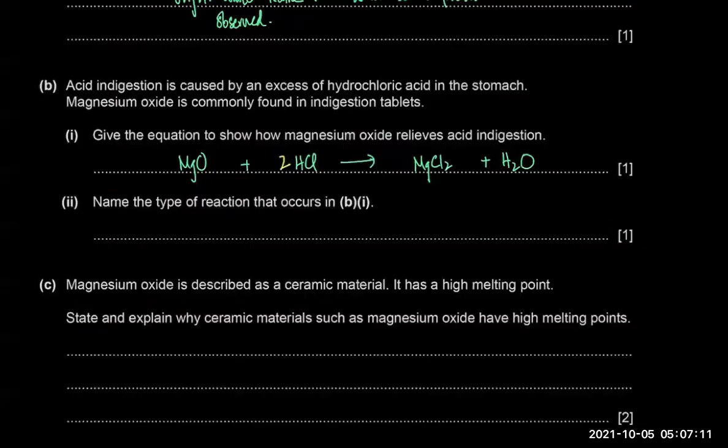Let's see. Name the type of reaction that occurs in B part 1. What is it? Base plus acid gives salt and water, yeah. Neutralization.